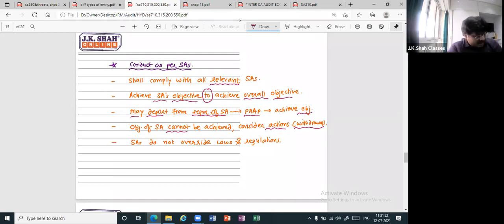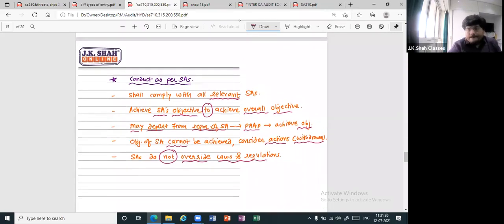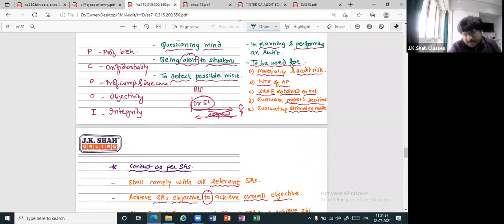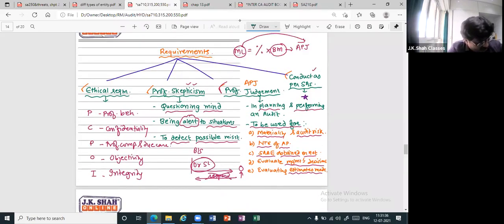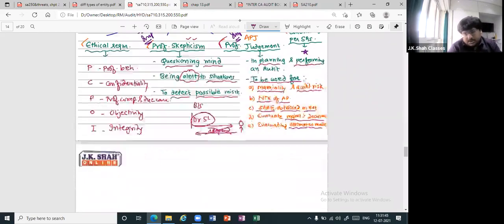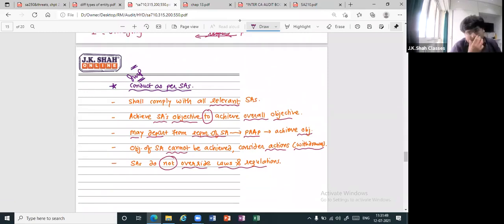And lastly, the SAs do not override laws and regulations. Laws and regulations come before standards on auditing. All cool? Three important questions which can come from this standard. One is this: professional skepticism comes in the examination for 2 marks. Professional judgment comes for 2 to 4 marks. And conduct as per standards on auditing comes in the exam for 4 marks.